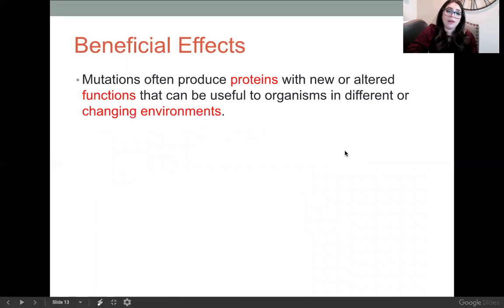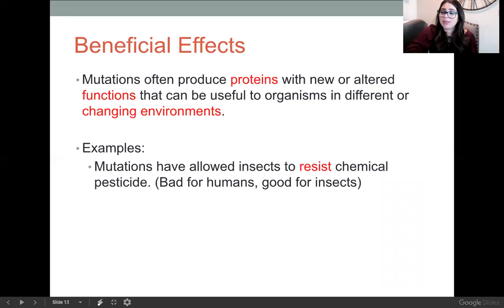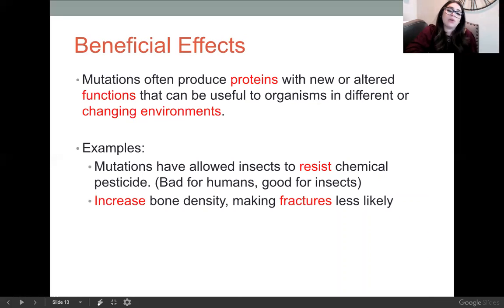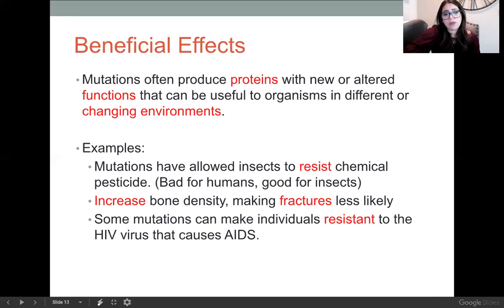Now, the positive. Like I said, we have mutations that make insects resistant to pesticides. We have individuals who have an increased bone density, so it makes them less likely to have fractures. And we have individuals who are resistant against certain viruses. This is super interesting to scientists because they want to study the genome of those individuals that have this resistance, because if they're able to pinpoint what triggers the body to combat this virus, then we would hopefully be able to use that to cure people with it, right?